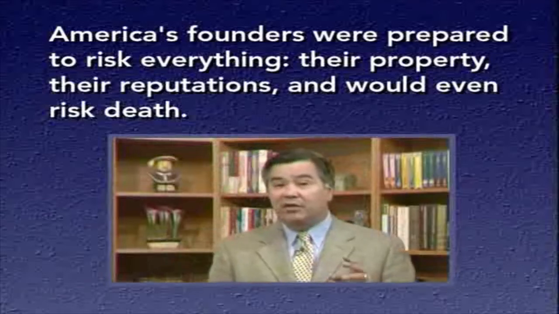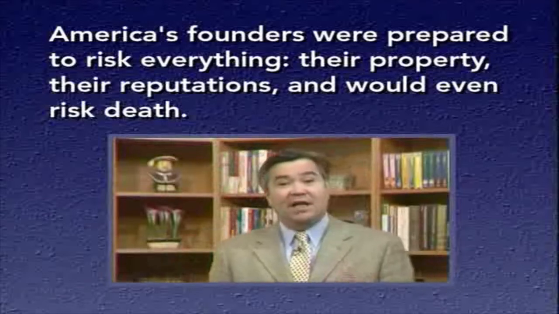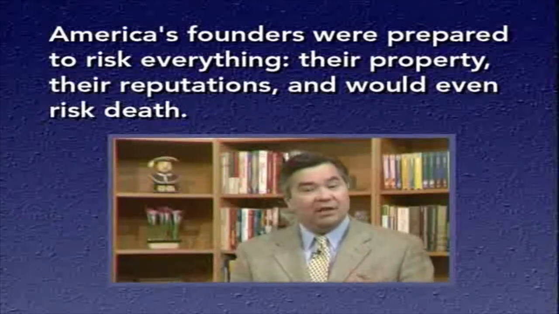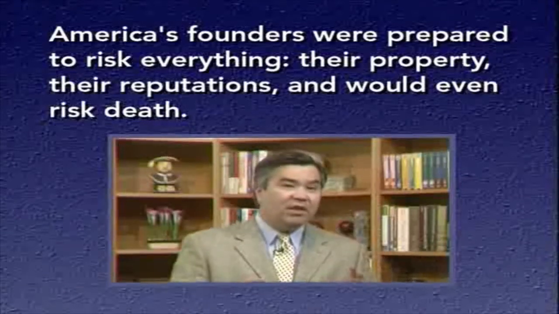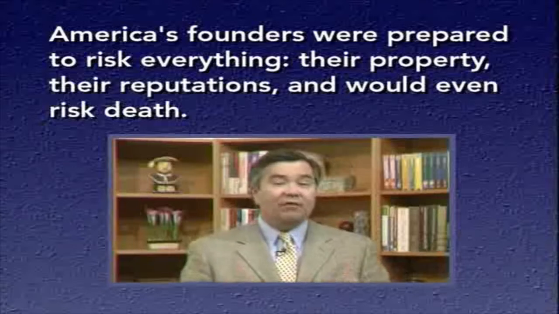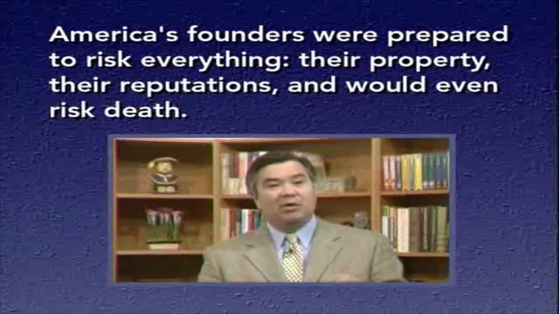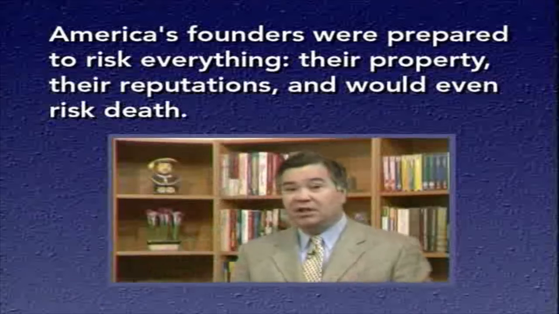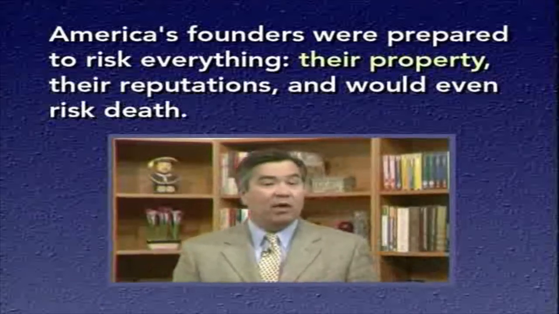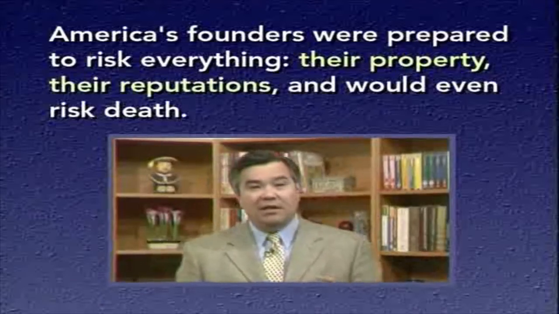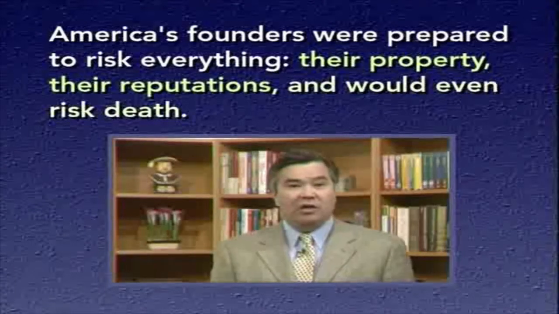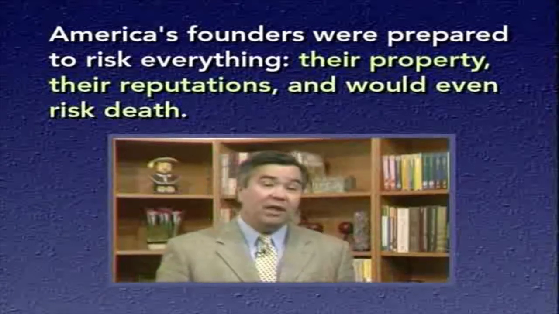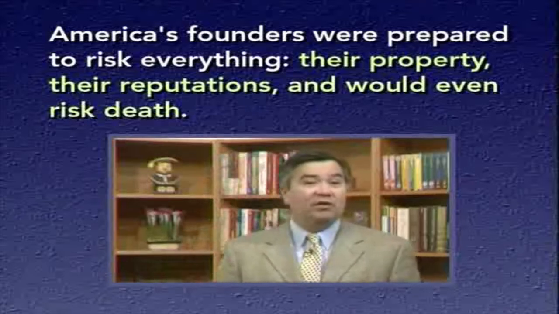After the colon, the 3 things that are being listed are things that America's founders were prepared to risk. Now, since we have a list of 3 items here, we have 3 things that are similar in meaning, and therefore they should be set up in grammatically similar form. Has that been done? Let's look at the 3 items that are listed in this sentence. First, their property. Second, their reputations. Third, and would even risk death. Now, are all 3 items written in grammatically similar form?